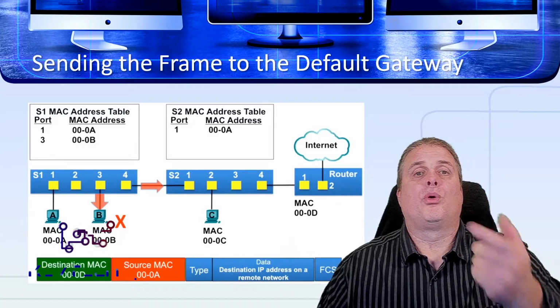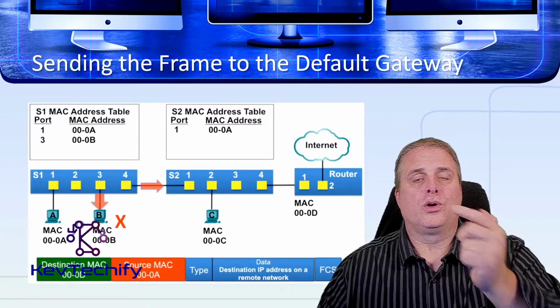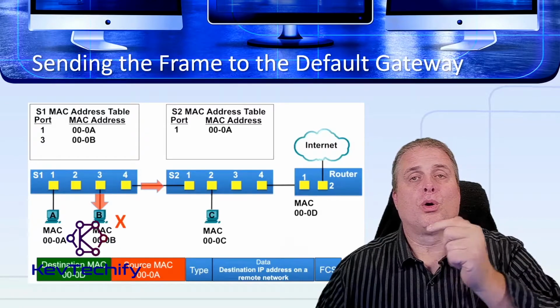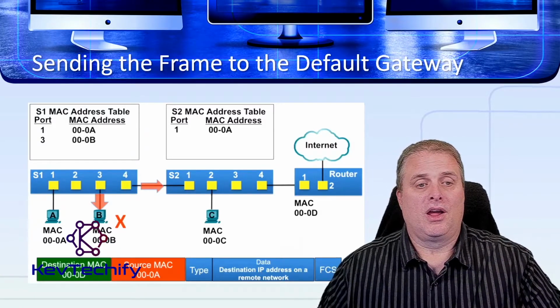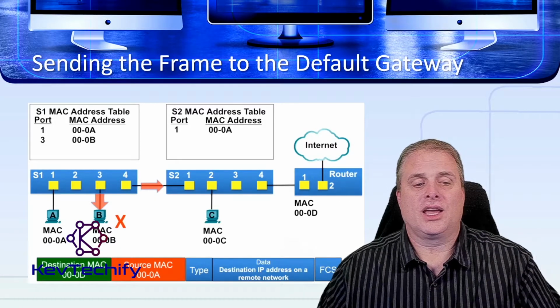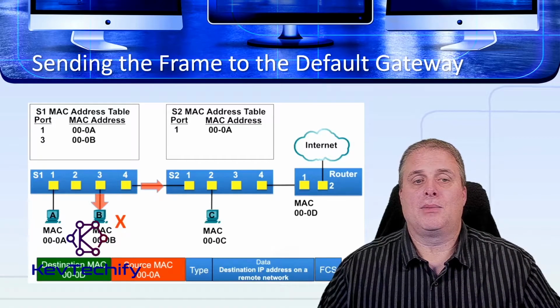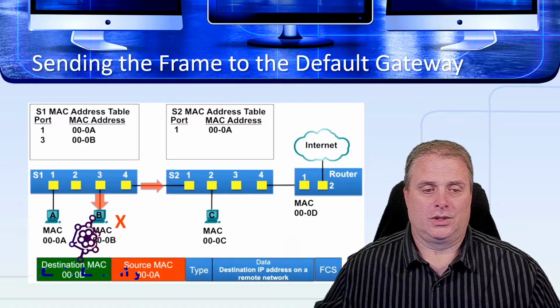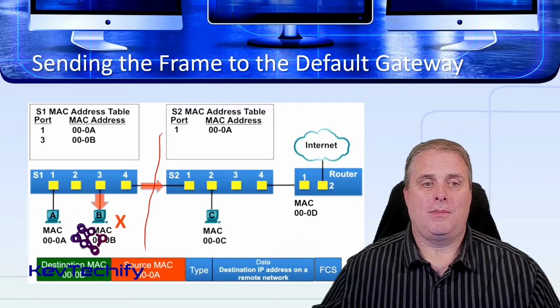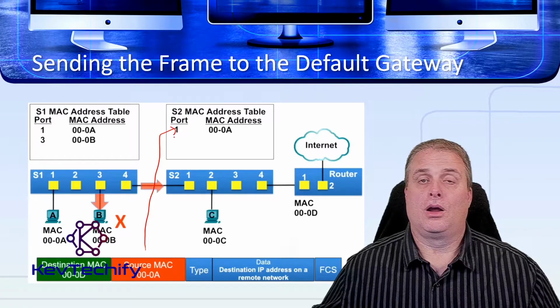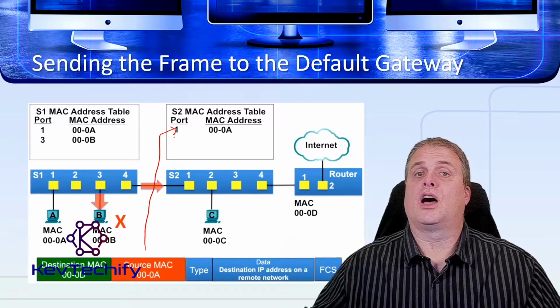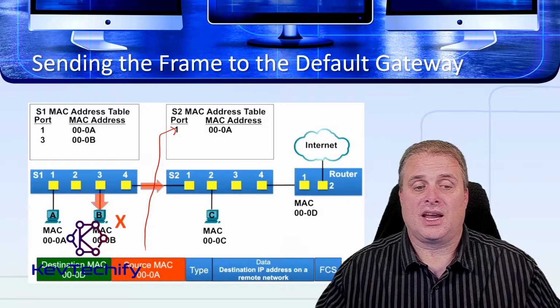Meanwhile, it went out port 4. Port 4 goes to switch 2. Switch 2 port 1 receives that frame in. First thing it does is look at the source MAC address. Source MAC address 00A, is that in my MAC address table? Sure enough, it is in my MAC address table right there. Switch 2, all it has to do is update that 5-minute timer, start that timer over again.